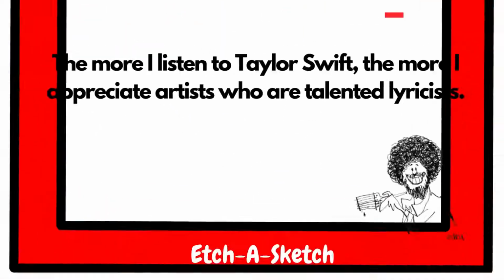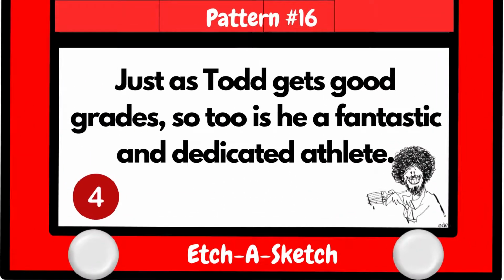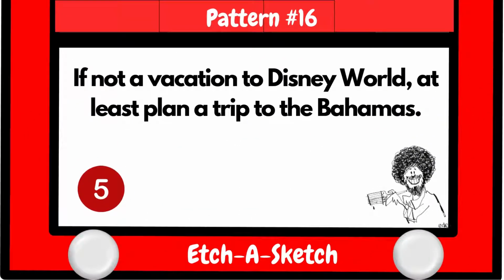The more I listen to Taylor Swift, the more I appreciate artists who are talented lyricists. So the more, right? Just some comboing here. Number 4, just as Todd gets good grades, so too is he a fantastic and dedicated athlete. So that's just as, so too. And the last one is, if not a vacation to Disney World, at least plan a trip to the Bahamas. If not, at least. Right. So very versatile sentence pattern, and students can use that all the time if they like.